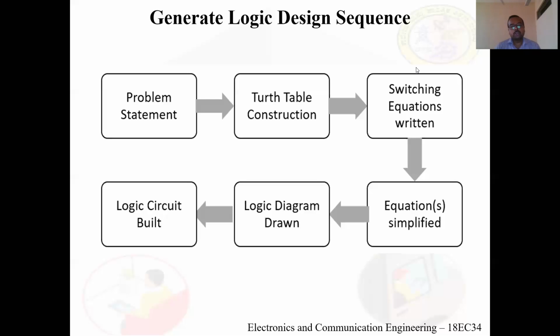And the logic circuits could be built using different logic families. We have the TTL logic family, which stands for transistor-transistor logic. The other logic family is ECL, emitter coupled logic. And the third one, the one we use the most, is CMOS, which stands for complementary metal oxide semiconductor. Using these logic families, we can implement the logic. And this is how the design sequence is done, from problem statement until the logic is built.